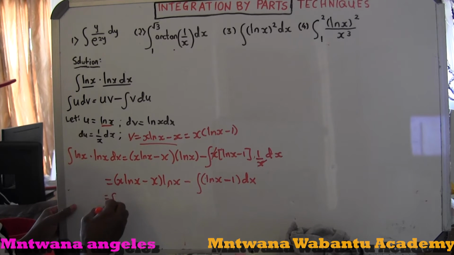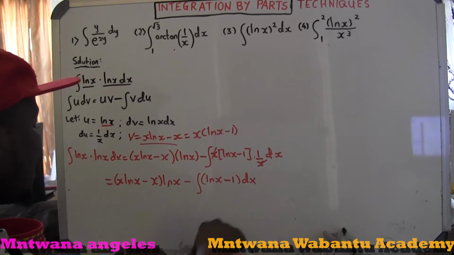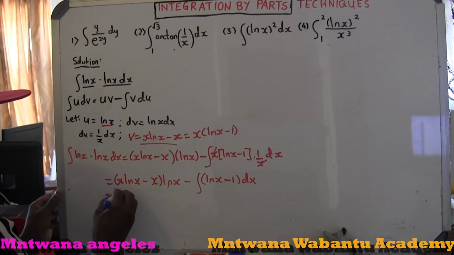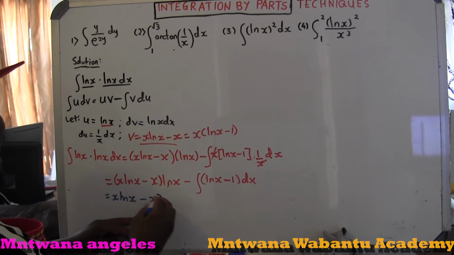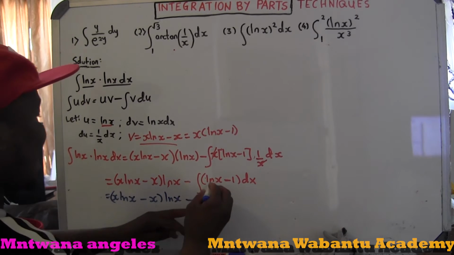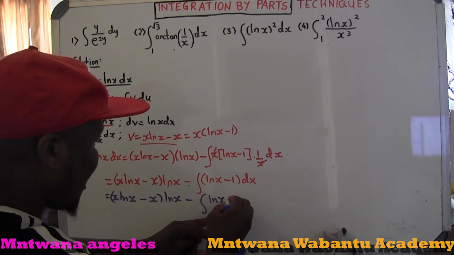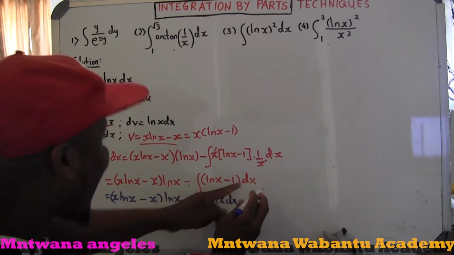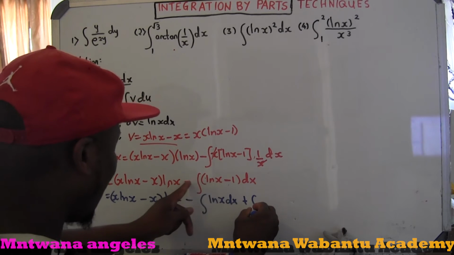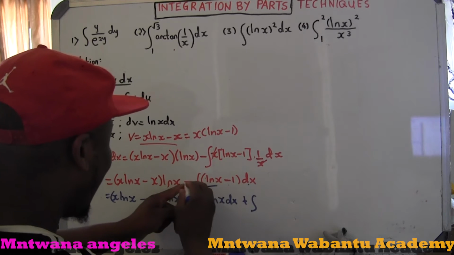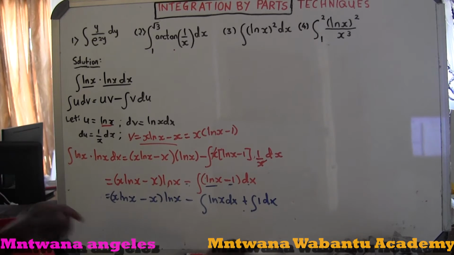So this, let me say, x ln of x minus x, bracket ln of x minus, I can separate the integral of ln of x dx separately, and the second is negative, so negative and negative becomes positive, plus the integral of 1 dx. Okay, so now we finish our question.